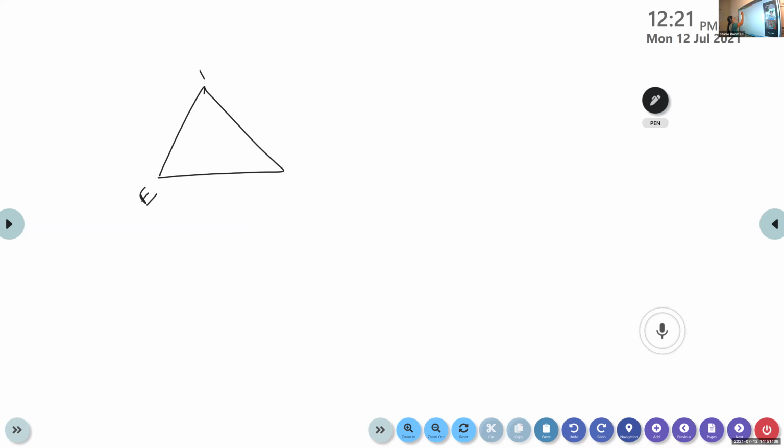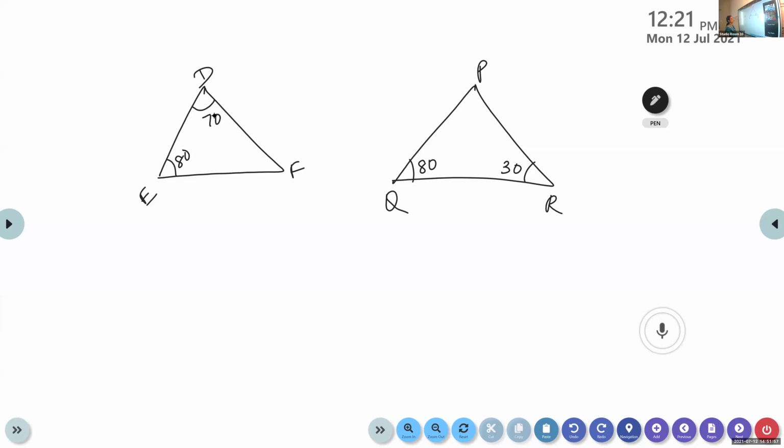E, D, F. And the next one is PQR. Here it is 80, 30. Here again 80, 70. Are they similar?